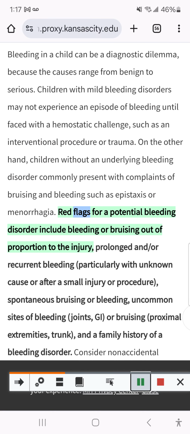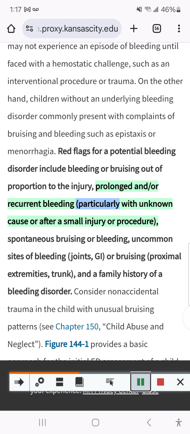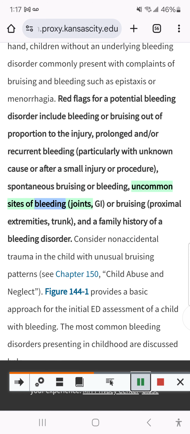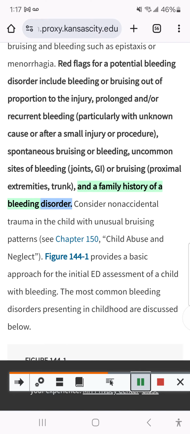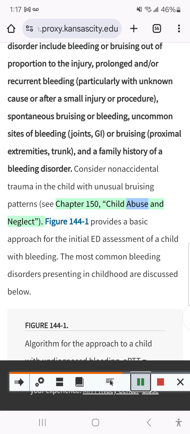epistaxis or menorrhagia. Red flags for a potential bleeding disorder include bleeding or bruising out of proportion to the injury, prolonged and/or recurrent bleeding, particularly with unknown cause or after a small injury or procedure, spontaneous bruising or bleeding, uncommon sites of bleeding (joints, GI) or bruising (proximal extremities, trunk), and a family history of a bleeding disorder. Consider non-accidental trauma in the child with unusual bruising patterns. See Chapter 150, Child Abuse and Neglect.